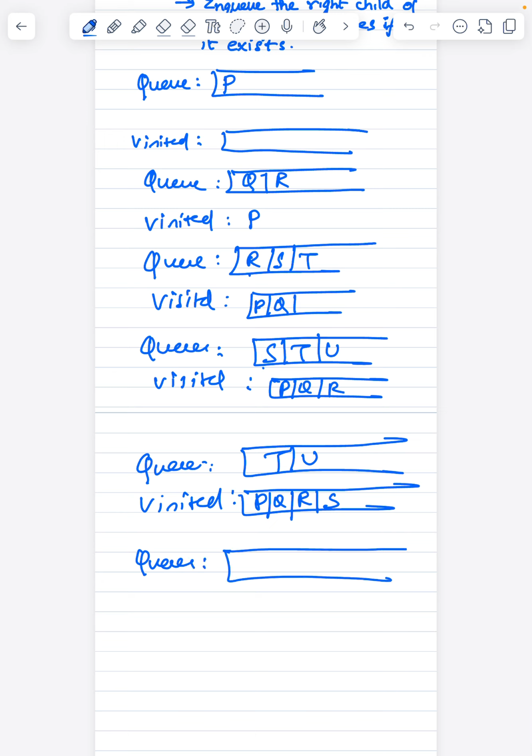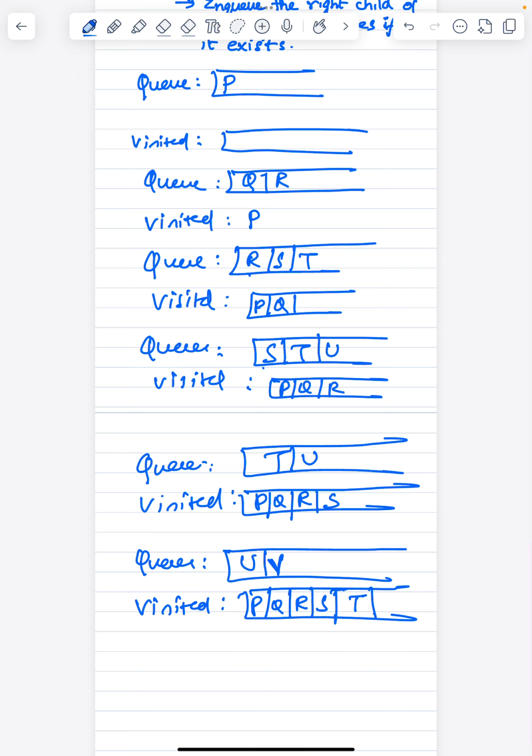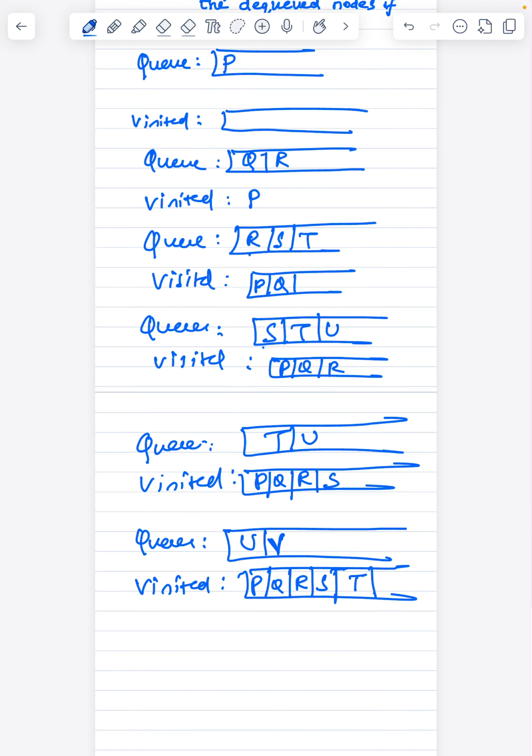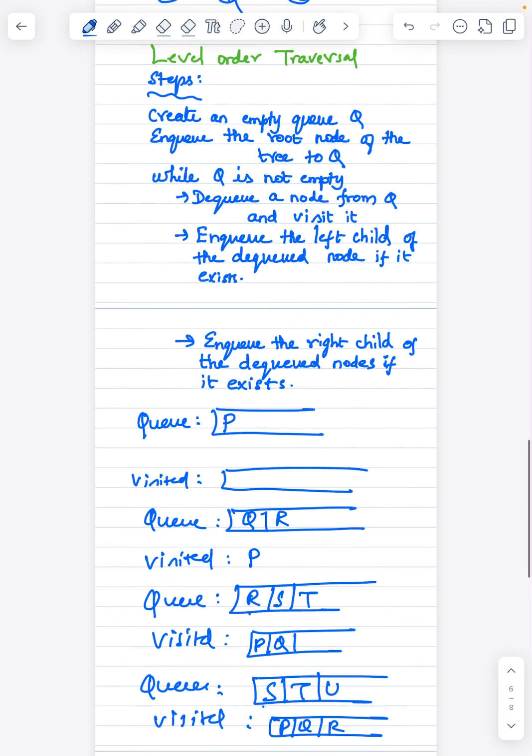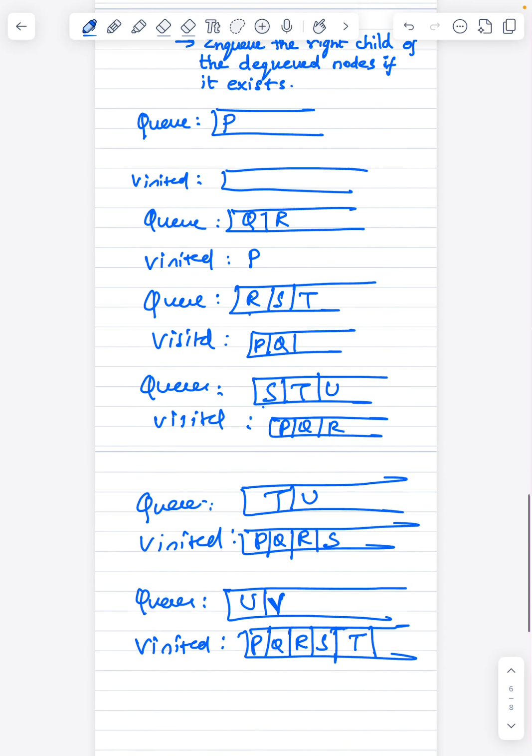So we have visited T. It is P, Q, R, S, T. The adjacent of T is V. So please enqueue V. Now what is waiting in the queue? U. So we have to visit U now. While visiting U, we have to check whether U has any adjacent nodes. U doesn't have any adjacent node.